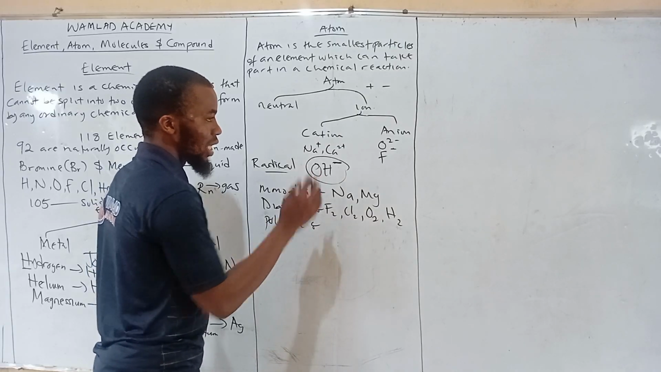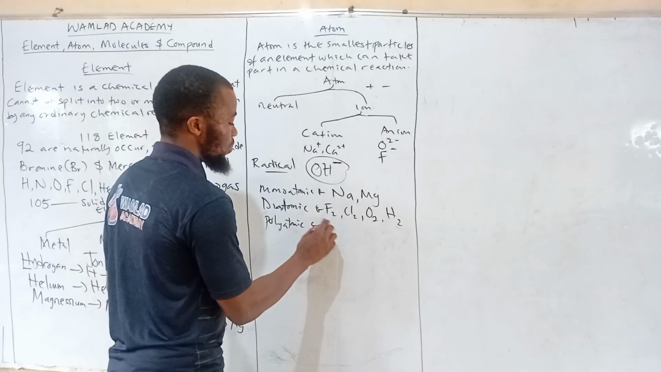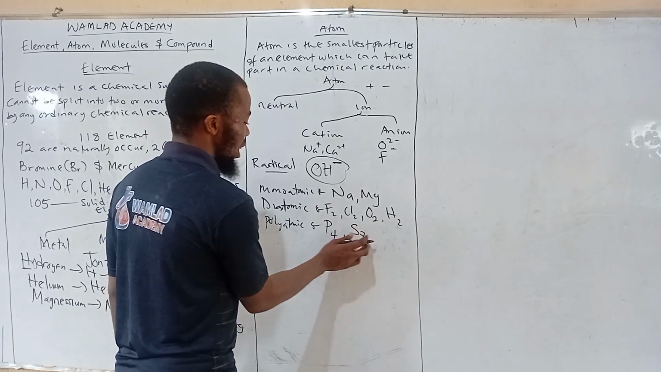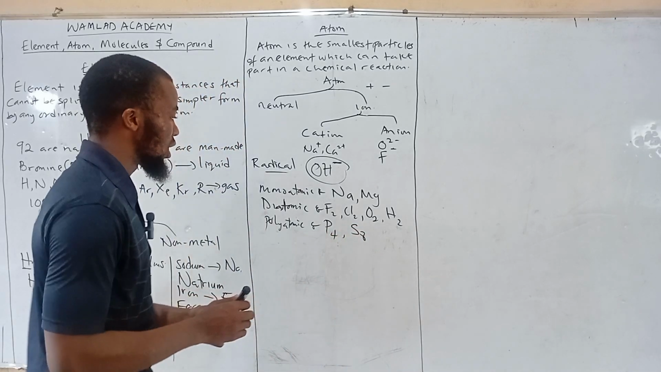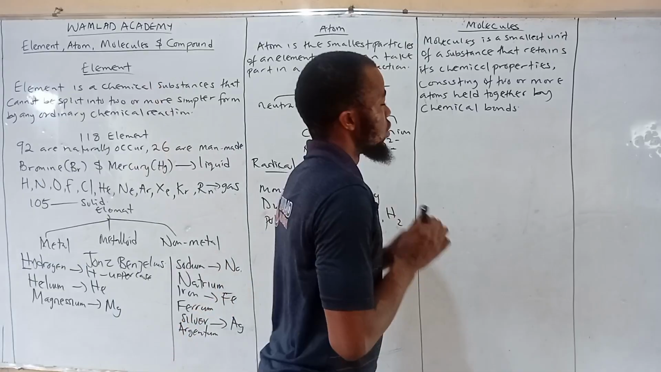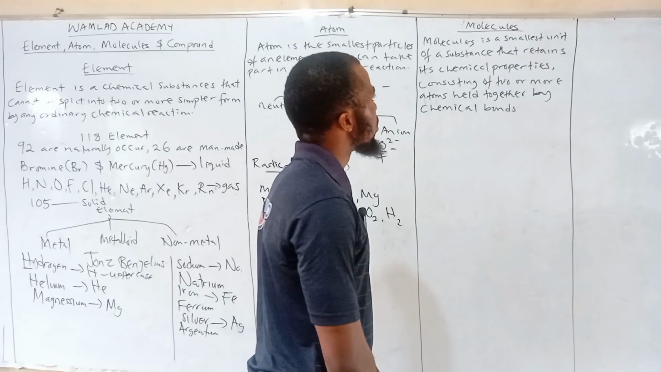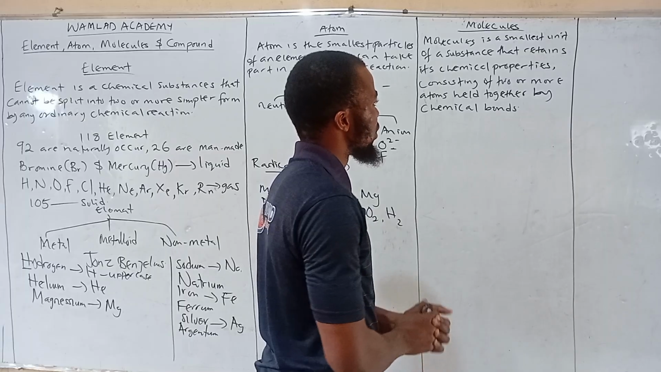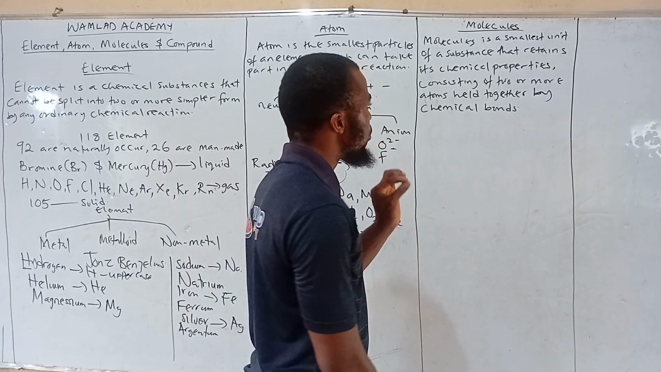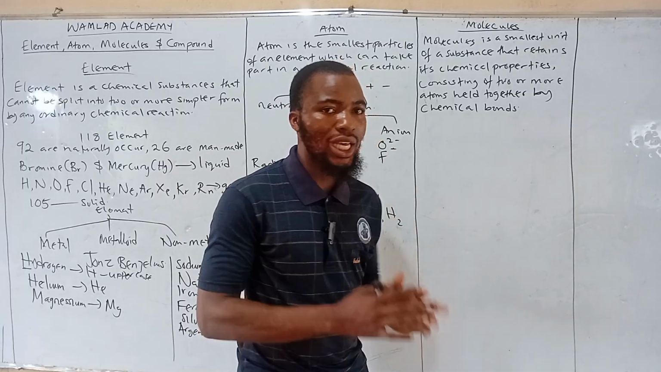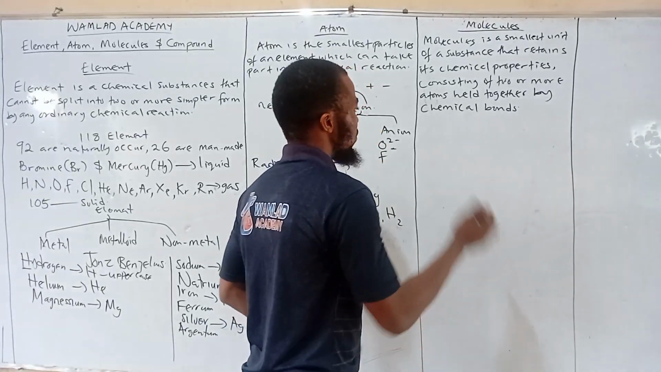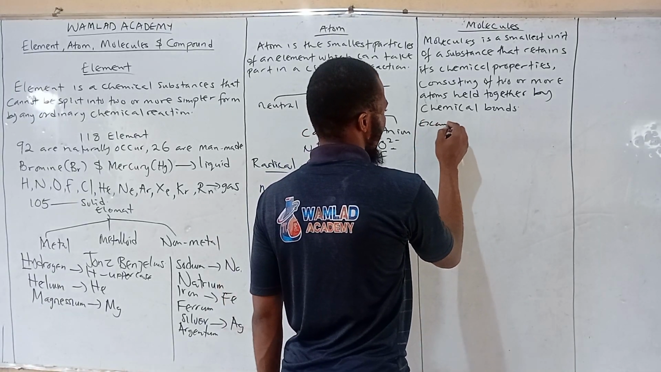So polyatomic, like the case of phosphorus where you have P4, like the case of sulfur where you have S8. All these are what? Polyatomic, and that's about the atomicity. So when I talk about molecules, a molecule is the smallest unit of a substance that retains its chemical properties, consisting of two or more atoms held together by what? By chemical bonds.